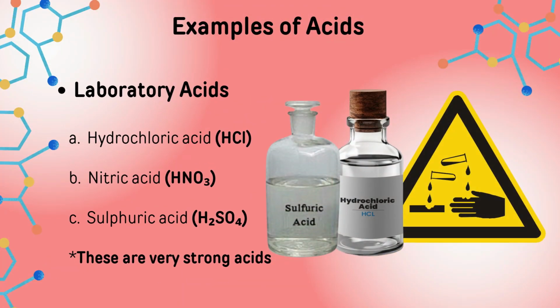Examples of laboratory acids are hydrochloric acid, which has the formula HCl, nitric acid, which has the formula HNO3, and sulfuric acid, which has the formula H2SO4. Please note that these are very strong acids.